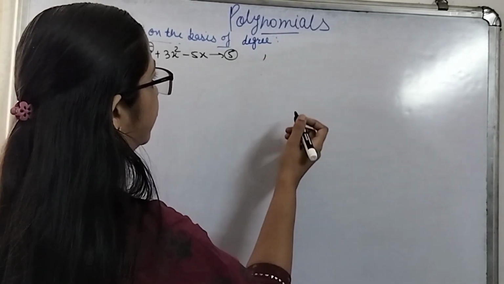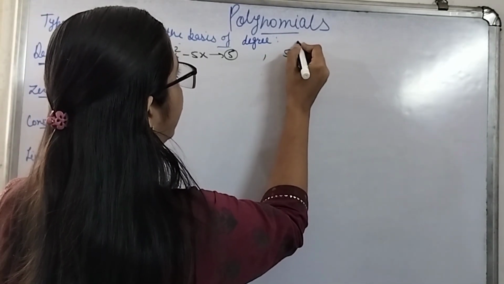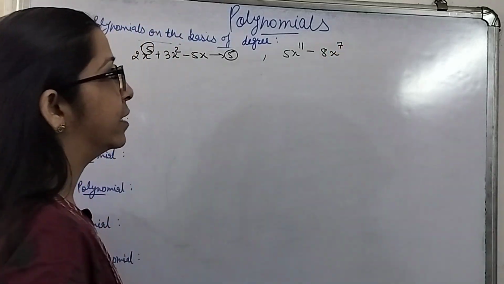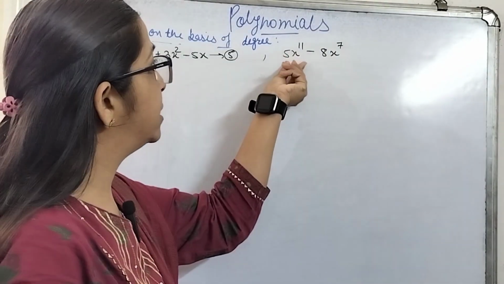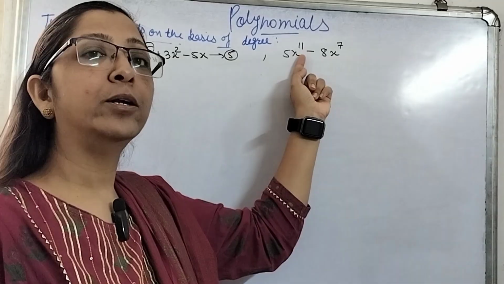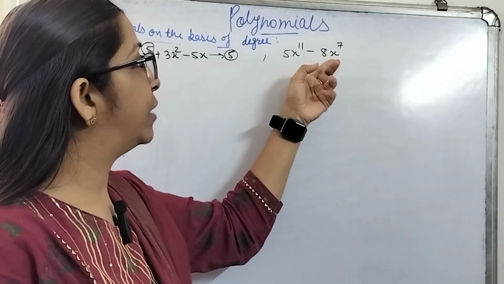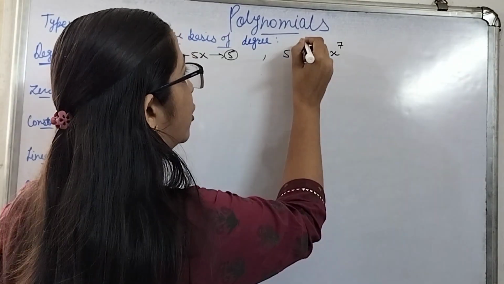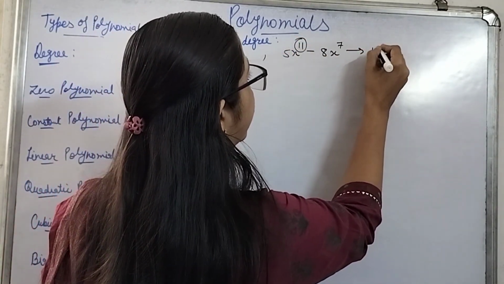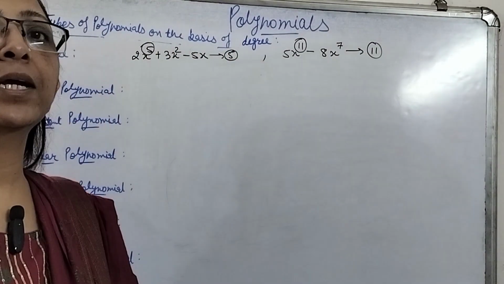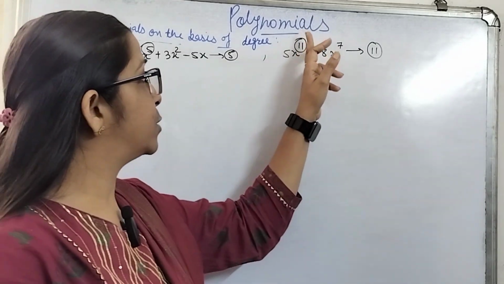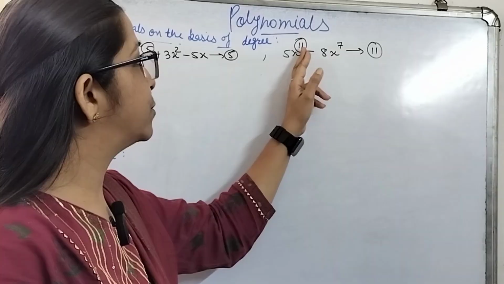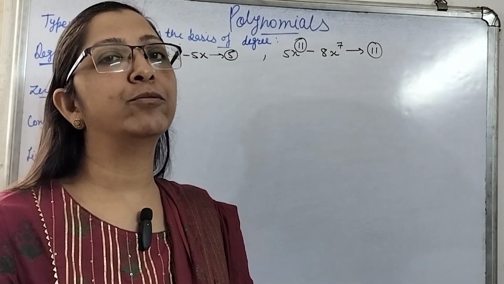Similarly, if I take another example, 5x^11 - 8x^7, here there are two terms. For this term, the power of the variable x is 11, and for this term, the power of the variable x is 7. So the highest power in any of the terms is 11. That's the reason the degree of this polynomial will be 11. So whatsoever is the highest power of the variable in any of the terms of the polynomial, that highest power is known as the degree of the polynomial.